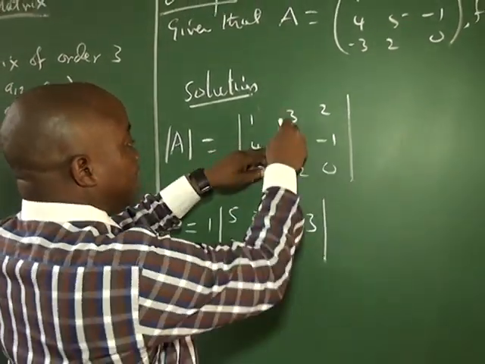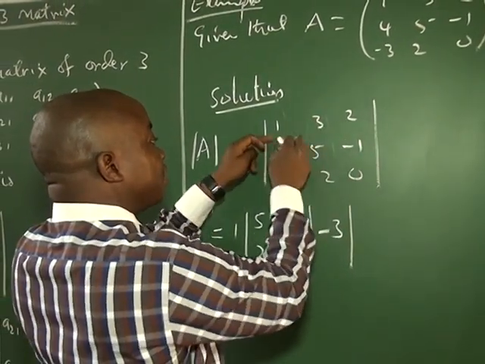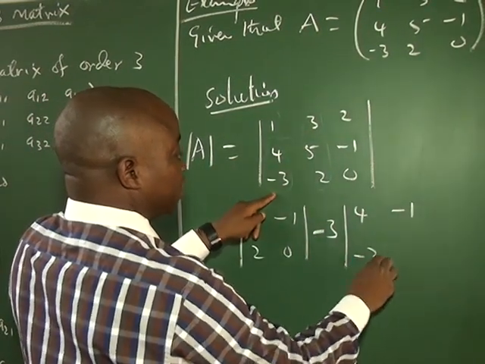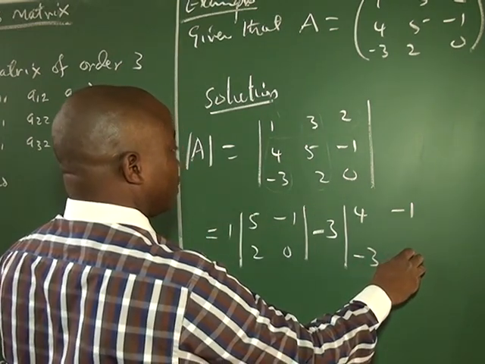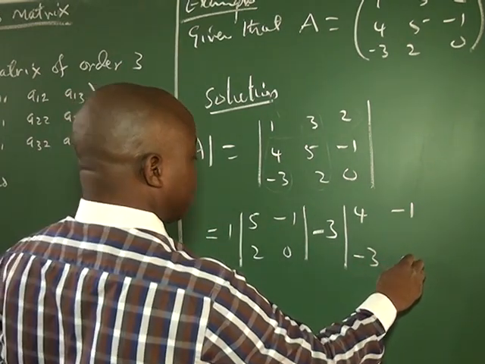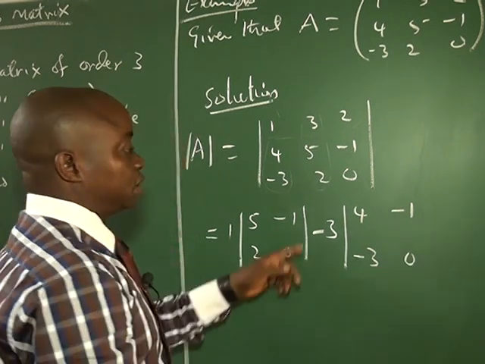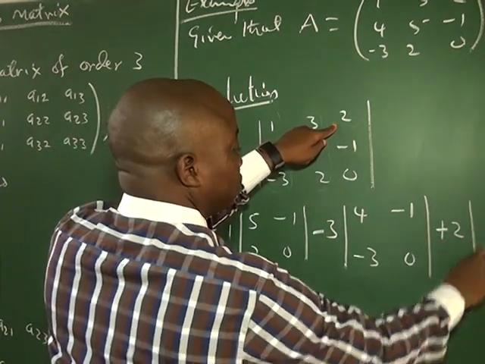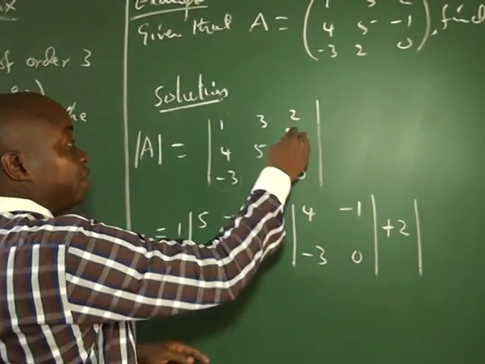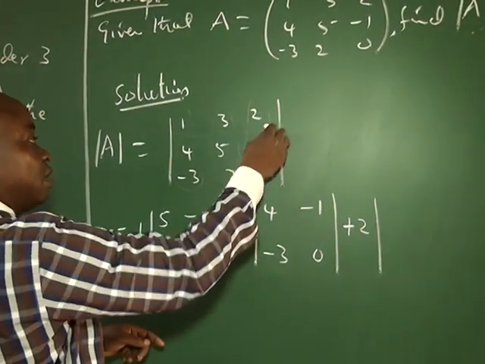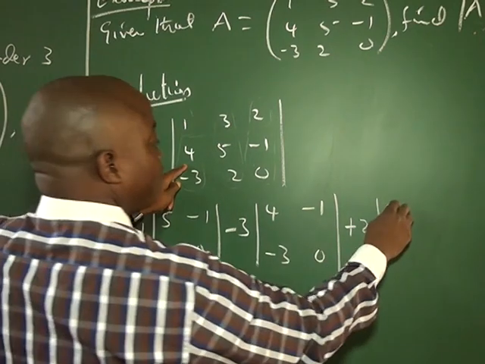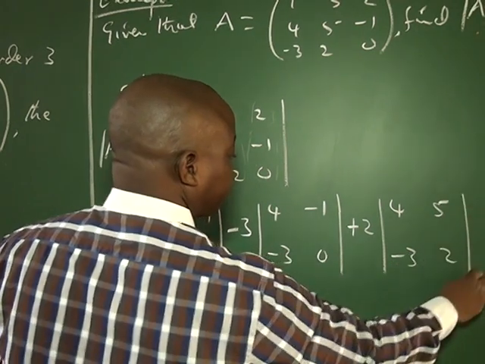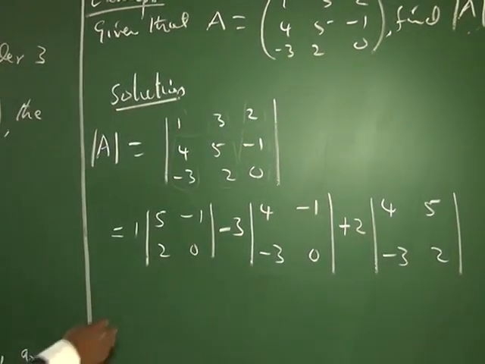Then the minor is, if I ignore this element in the column and the one in the row, so it remains 4 minus 1, minus 3, and 0. Yes. So the next one is this, plus 2. Then I will ignore these elements in the column and the one in the row. So it remains 4, 5, minus 3, and 2. So that is how it is done.